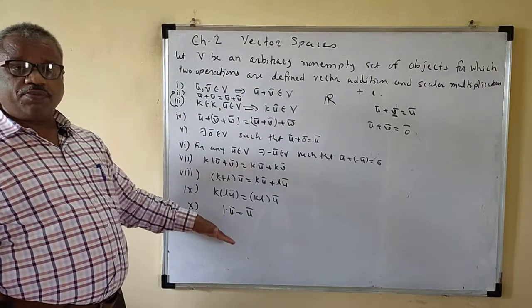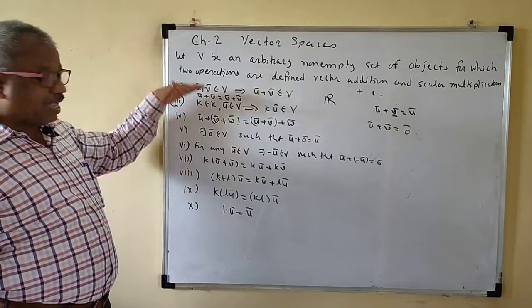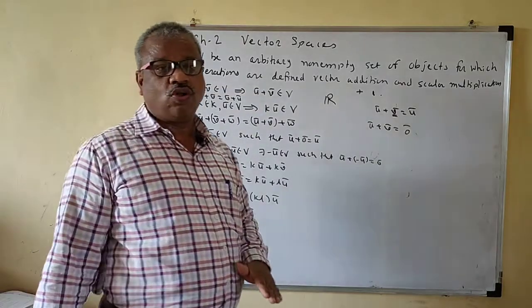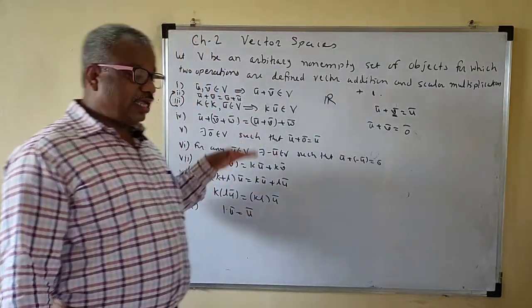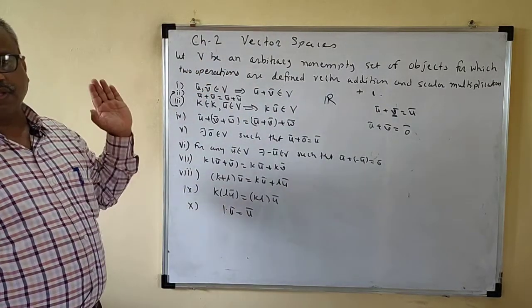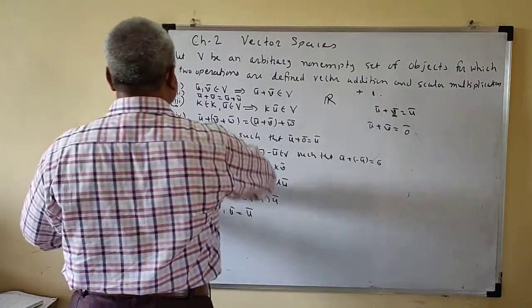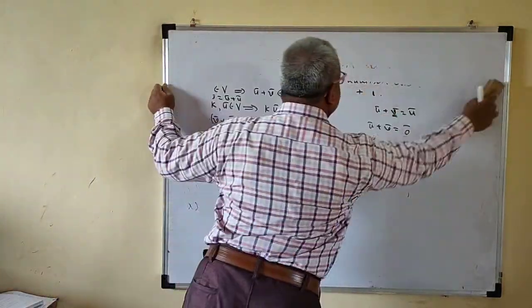If any one of these fails, then it will not be a vector space. These are the 10 axioms, and all 10 axioms should hold for V. If all 10 axioms hold for V, then V is a vector space. Otherwise, V is not a vector space. Now we'll see some examples of vector spaces.